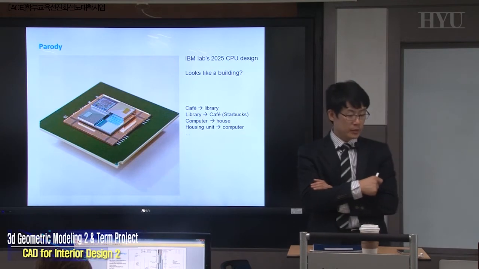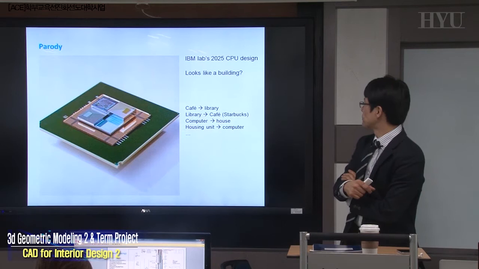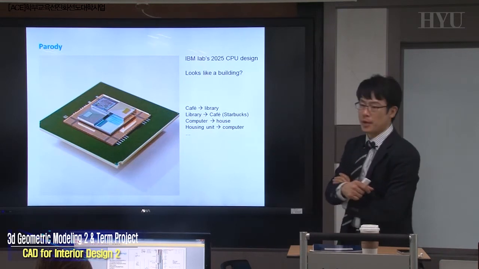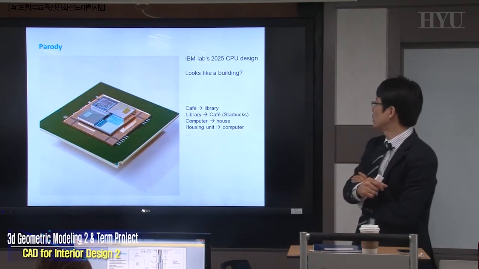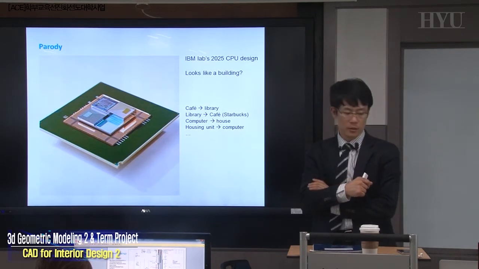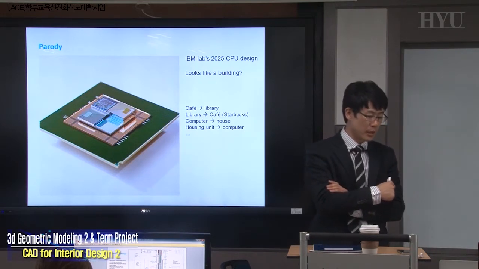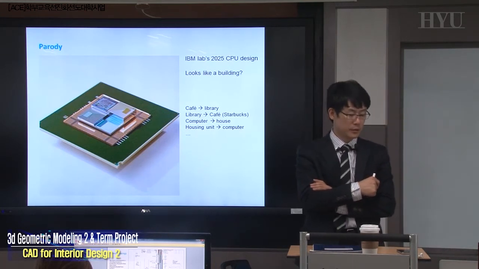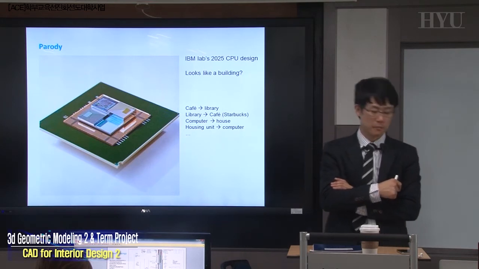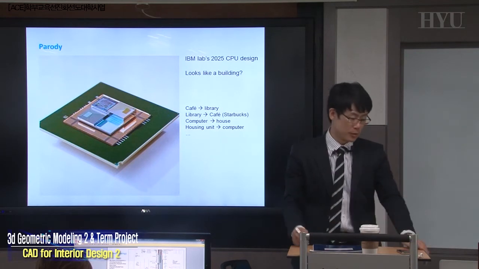Another one, I entitled this one Parody, and this image is actually from IBM, which is a computer hardware and software company. IBM Labs 2025 CPU design. This is a computer central processing unit. It's one part of computers, not a building. But sometimes objects of a different scale and dimension look like our built environment. So you can take advantage of this kind of different approach.